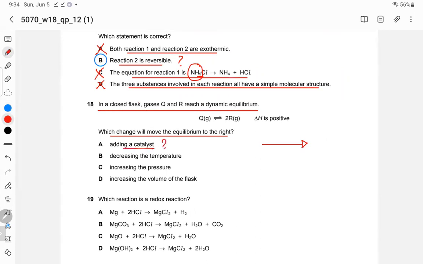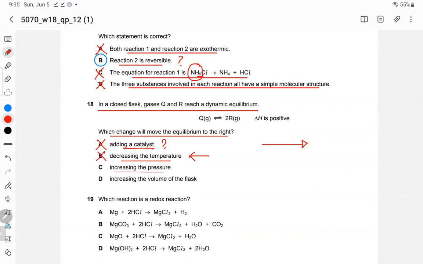No, it lowers the activation energy. It does not shift the equilibrium to the right. So A goes wrong. Decreasing the temperature, enthalpy change is positive. So it means decreasing the temperature shifts the equilibrium towards an exothermic side, and exothermic side is backward. So the equilibrium position shifts towards left. That's why B goes wrong.